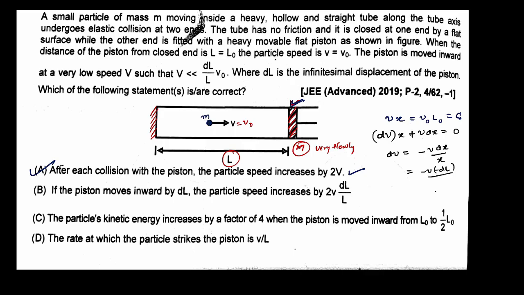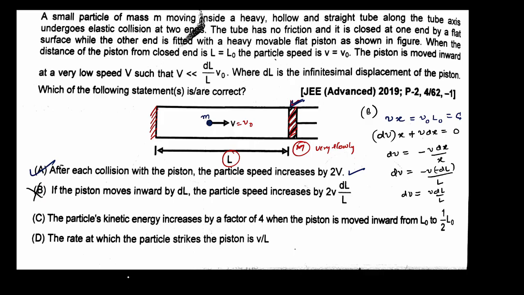So it is negative dl change in x, and the x value is just l. So what we expect is the increase in speed to be v times dl by l, correct? But here they have said 2 times v dl by l. So this is going to be the wrong option. The correct option for this one would be v dl by l. Okay. Then the particle kinetic energy increased by a factor of 4 when the piston is moved inward from L naught to L naught by 2. So part B we proved from this one, and part C we will check.